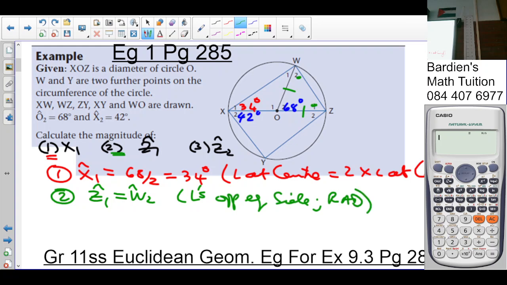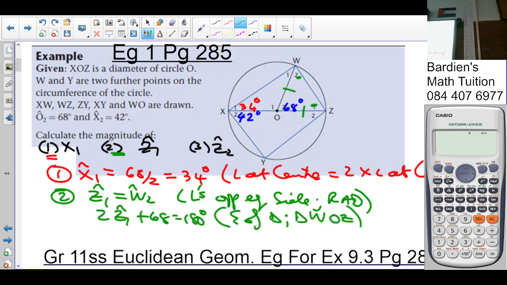Okay, so Z1 plus W2 plus 68 is 180, but we can say twice Z1 plus 68 is equal to 180. Why? Sum of triangles, then it's triangle WOZ. So Z1 is equal to 180 minus 68, divided by 2. That gives me 56 degrees, which means to say Z1 is 56 as well as W1 is 56.